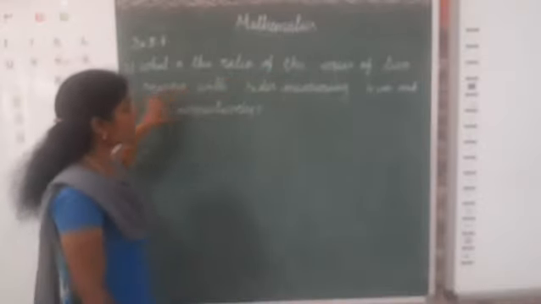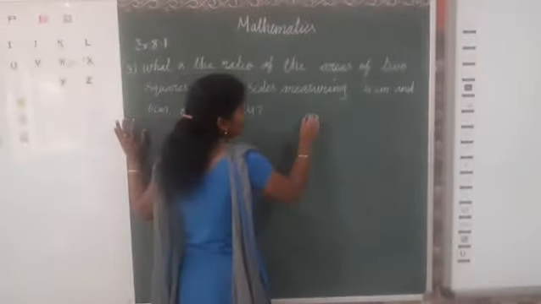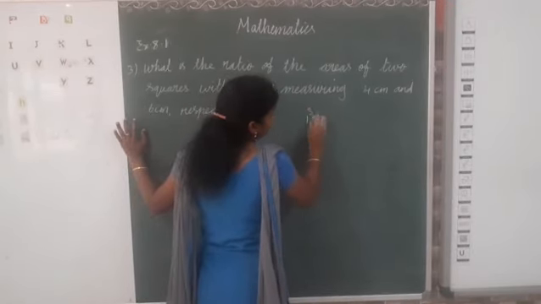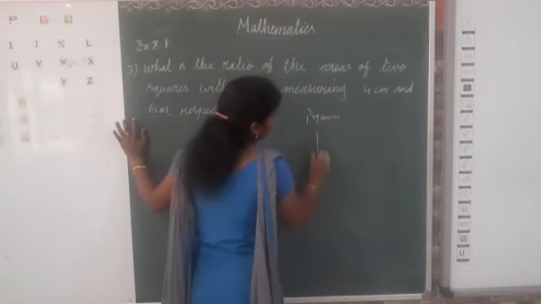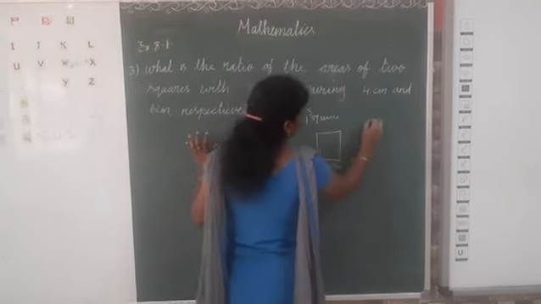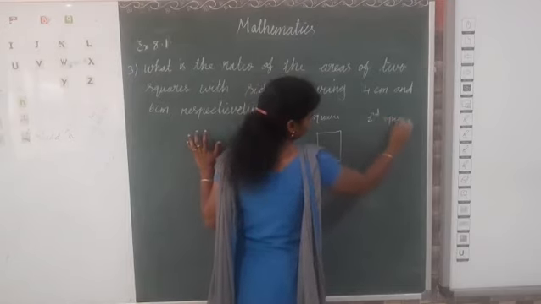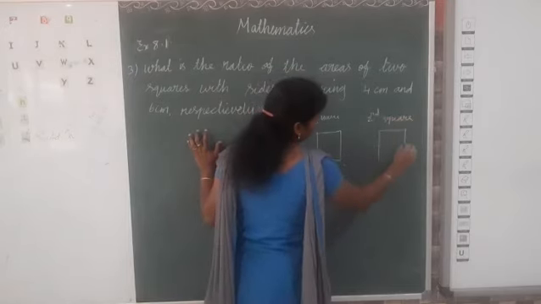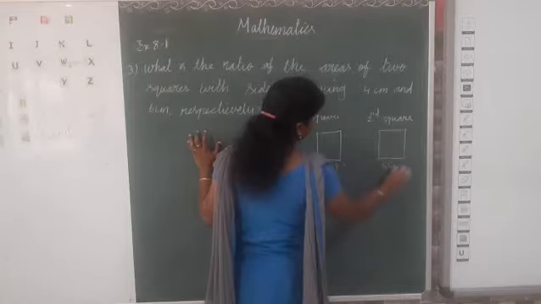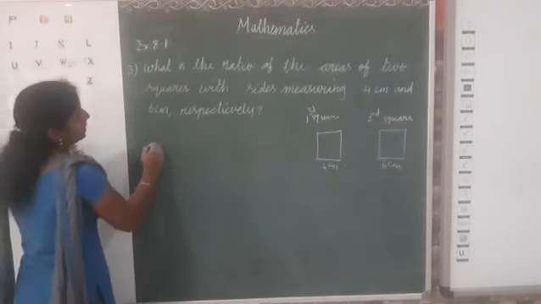Exercise 8.1, third question. What is the ratio of the areas of two squares with sides measuring 4 cm and 6 cm respectively? Now, first square, that one side is 4 centimeter. Then second square, that one side is 6 centimeter. Isn't it? Okay. Now here what is the area?